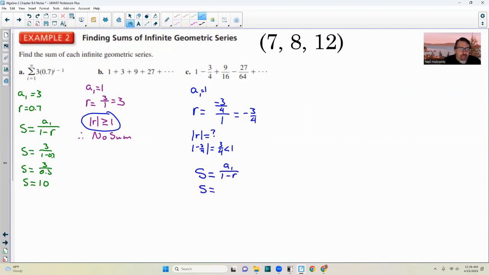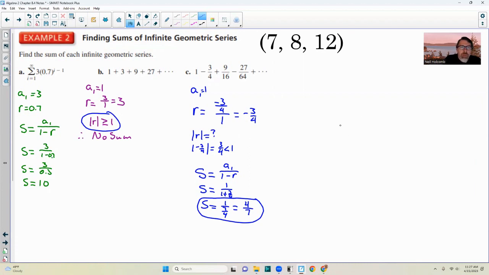Substitute in our givens. A sub 1 is 1. 1 minus r is 1 minus a negative 3/4, which is positive 3/4. So s equals 1 over, well, 1 is 4/4. 4/4 plus 3/4 is 7/4. 1 divided by 7/4 is just the reciprocal, 4 over 7. So the sum of this series is 4/7.